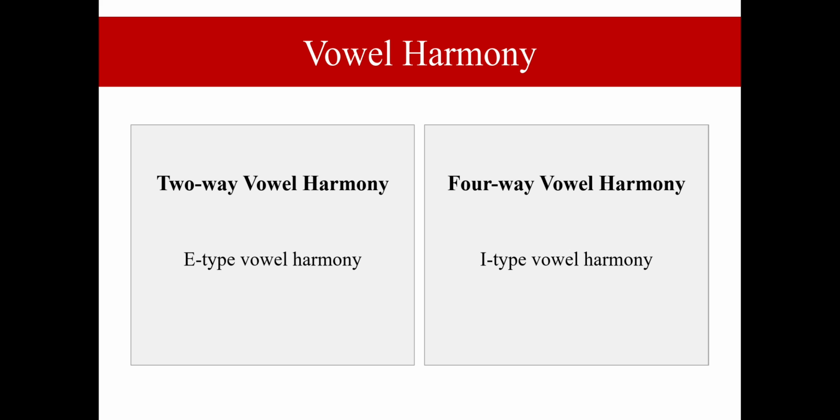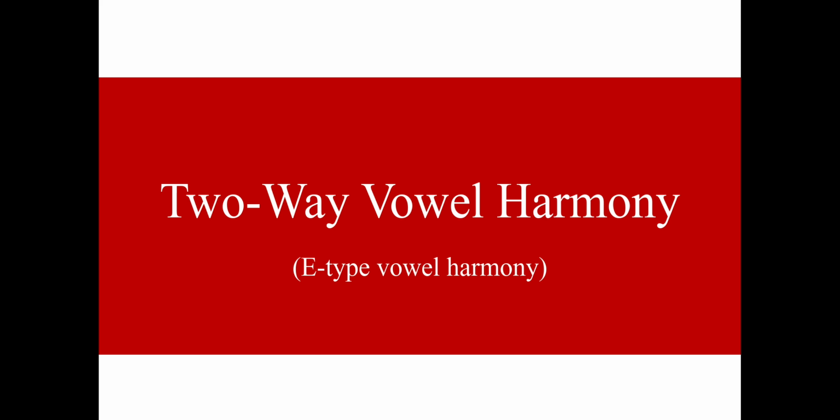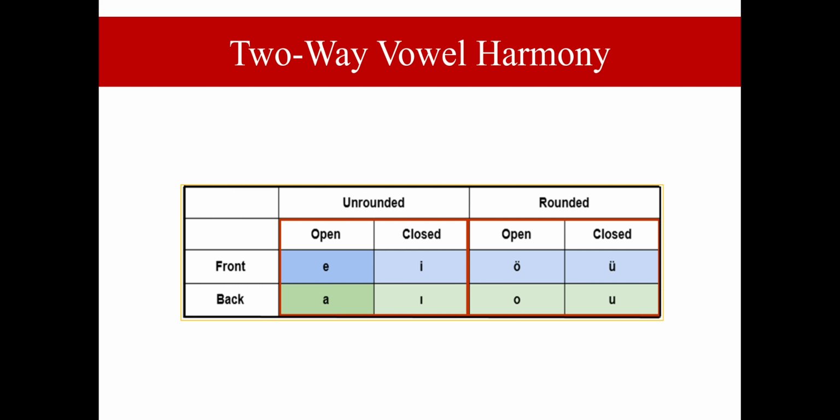Now in Turkish, there are two types of vowel harmony. There is two-way vowel harmony, which is also known as the E type, and there is four-way vowel harmony, which is known as the I type. Let's first look at two-way vowel harmony. Now the rules of this harmony are related to the vowels, as the word itself suggests. I did make a separate video to explain vowels of Turkish.